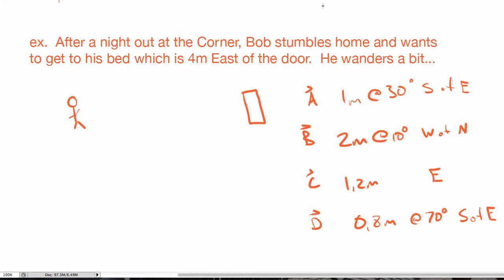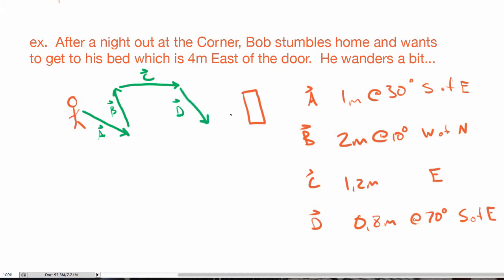So let's label these vectors on my picture. He starts off moving 1 meter a bit south of east, 30 degrees south of east. So that must look something like this. I'm going to call that vector A. I'm not going to label the angles here or anything like that. We'll just make it kind of a general picture. After that, he goes 2 meters a little bit west of north. So that would be something like this. That's vector B. Then he moves due east, so that one's pretty easy, just a straight line like so. And then he moves a bit south of east, so 70 degrees south of east is going to be something like this down here. And that's vector D.